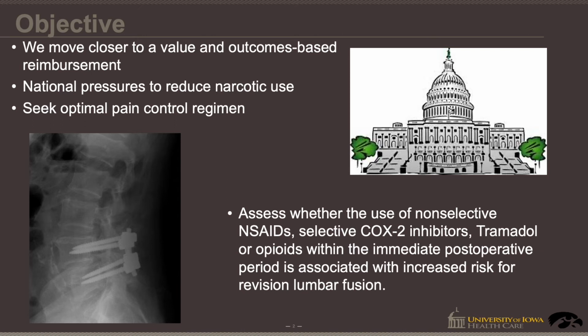As medicine moves closer to a value and outcomes-based form of reimbursement, along with national pressures to reduce narcotic use, there is sustained interest in determining the optimal post-operative pain regimen. The purpose of this study is to assess whether the use of certain analgesics in the immediate post-op period are associated with increased risk for revision lumbar fusion for presumed non-union.